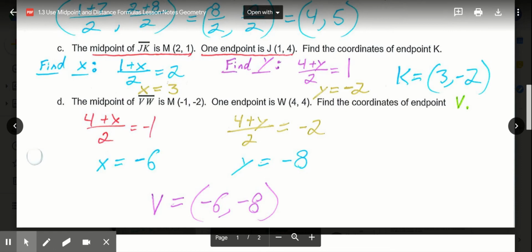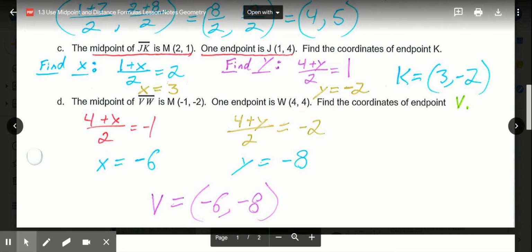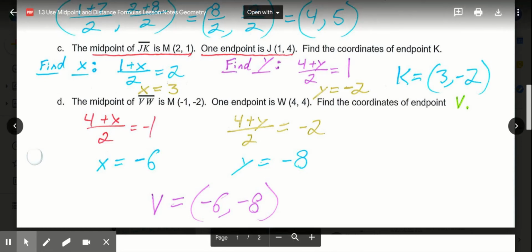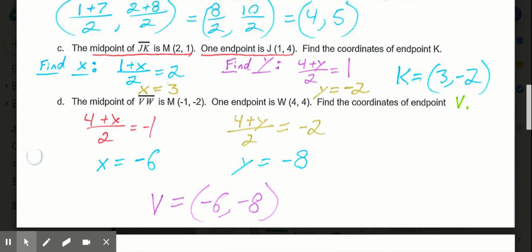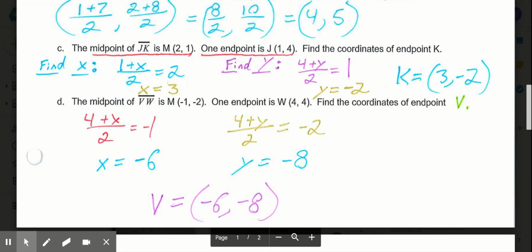Then we do the same with the y's. We know our endpoint y is 4. So 4 plus our missing y value divided by 2 equals our midpoint y value of -2. Then we need to solve for y, so we multiply by 2. 4 plus y equals -4. Subtract 4, -4 minus 4, y equals -8. So then our other endpoint of v is at the coordinates -6, -8.